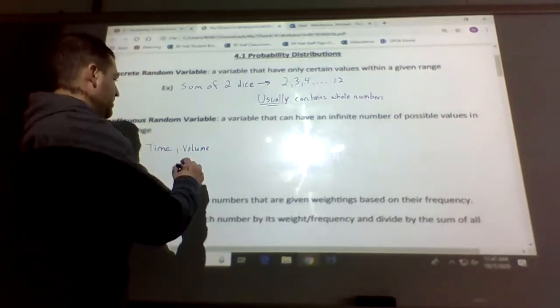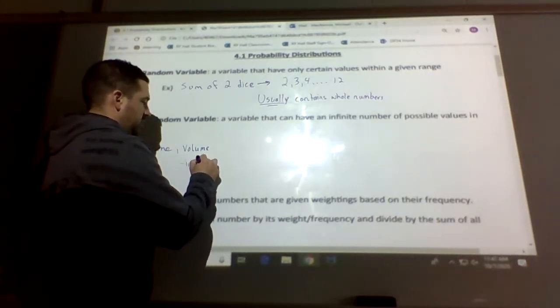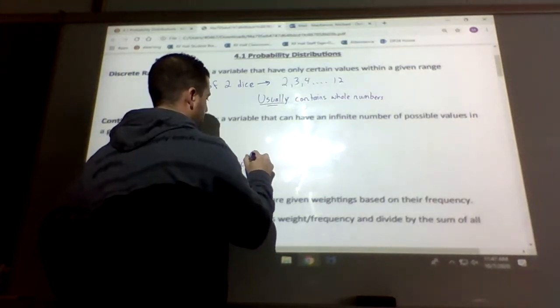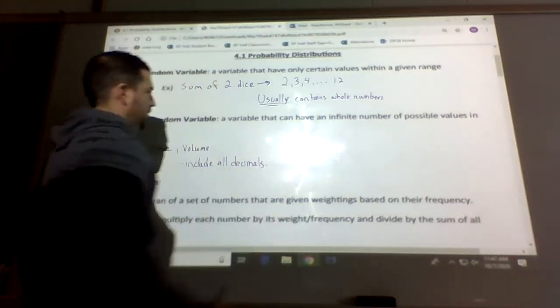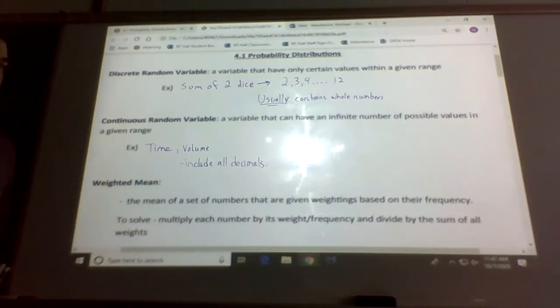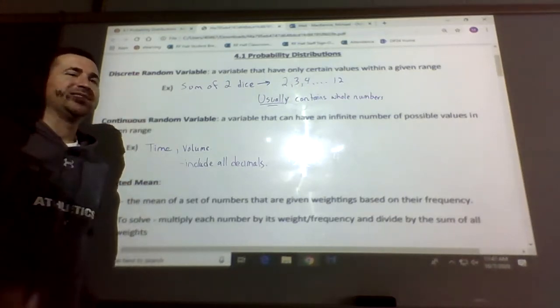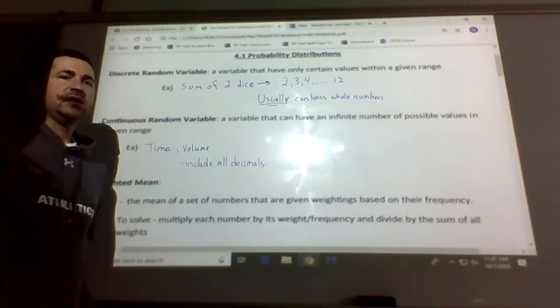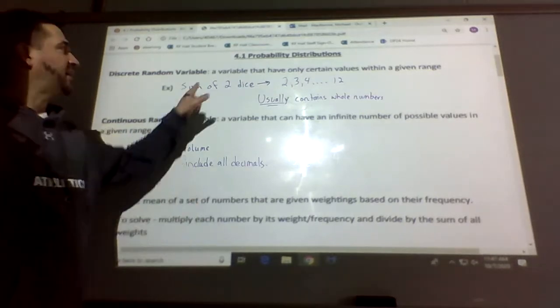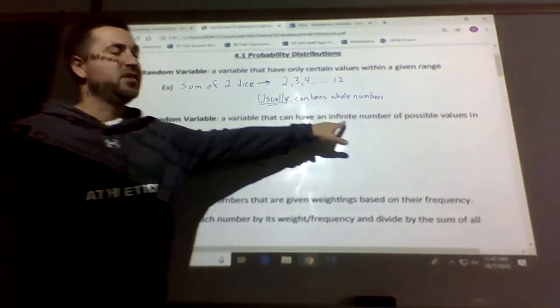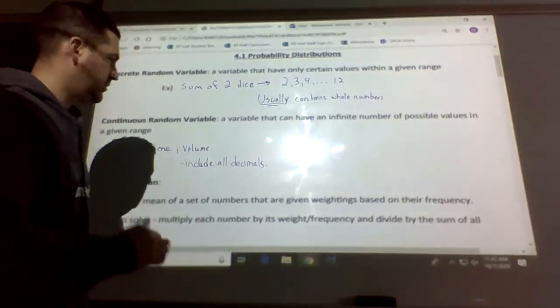Okay, and these include all decimals. When some people explain the difference between the two, they say, oh, this has whole numbers, this has decimals, and that's not the definition. The definition is this has only certain values within the range. This has an infinite number of values within the range.